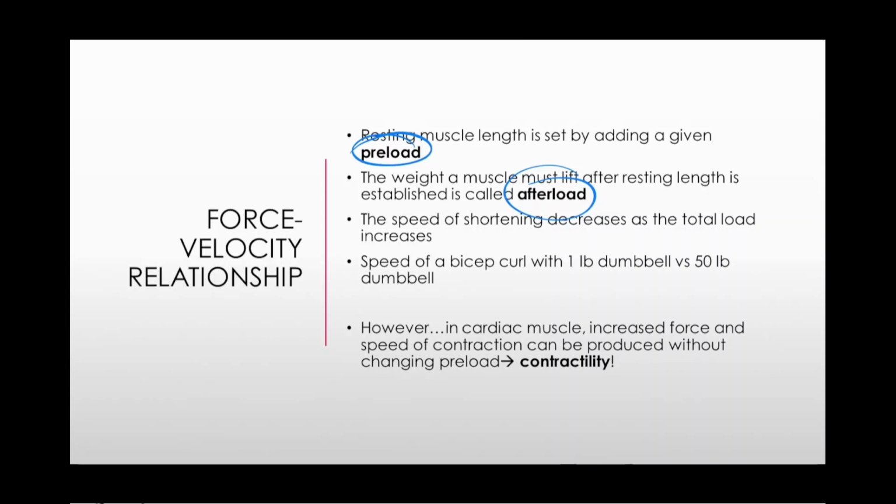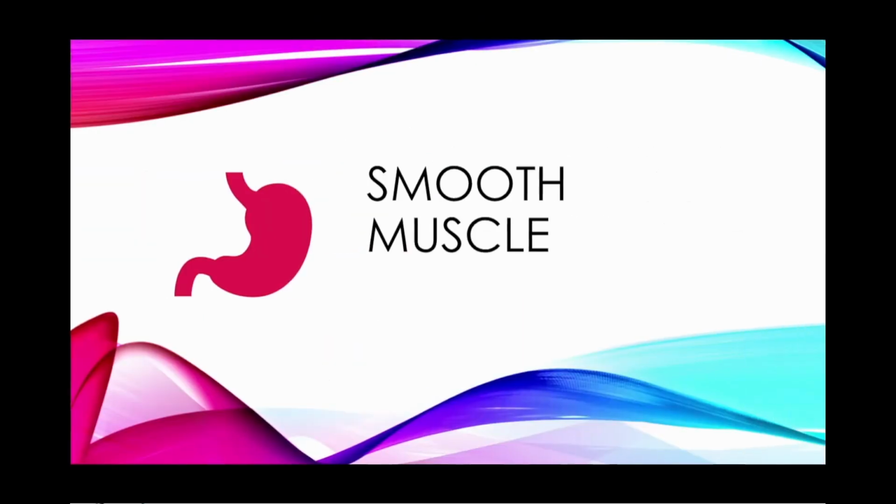The speed of shortening decreases as the total load increases. If you had a 1 pound barbell in your hand, you can go real crazy. Now go 50 pounds, you're struggling to get one. The heavier the weight, the slower you can move. That's all that's referring to there. So the speed of a bicep curl, 1 pound dumbbell versus a 50 pound dumbbell, which one's going to move faster? The lighter weight one. However, in cardiac muscle, increased force and speed of contraction can be produced without changing preload because the heart has what's called contractility. And we'll get to that a lot later when we get to the cardiac stuff.